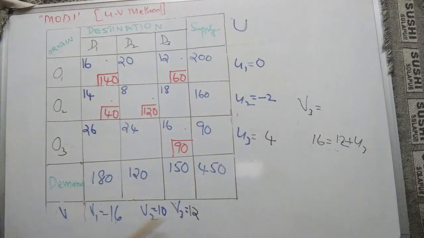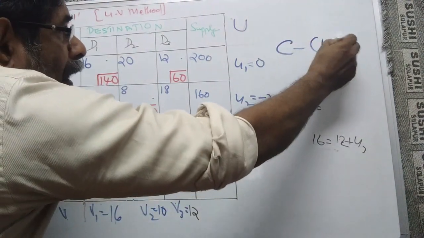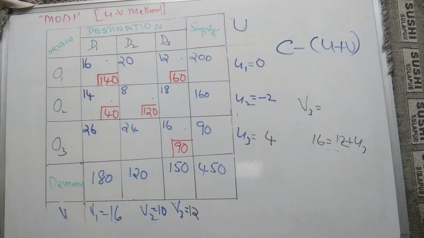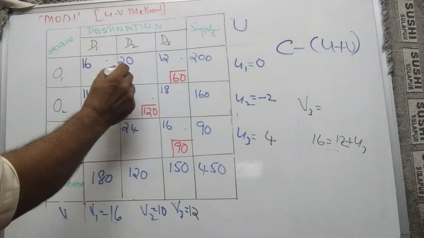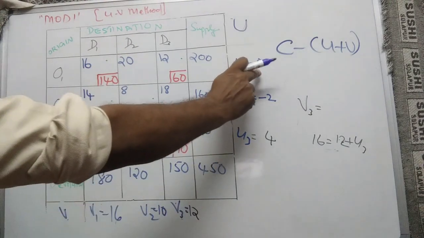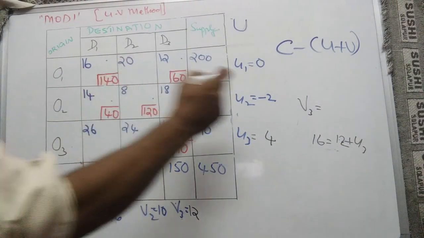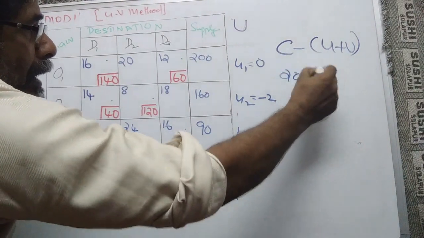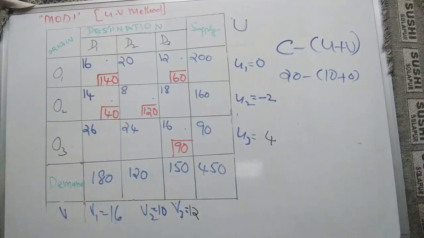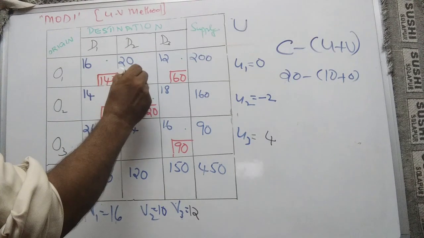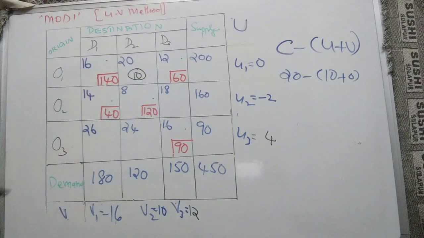Using these arbitrary coefficients of U and V, we calculate another coefficient, that is C minus (U plus V) for the non-allocated cells. Let us go for that. Here it is 20 minus (10 plus 0). That is 20 minus 10, which is 10. That is the test coefficient here, 10.